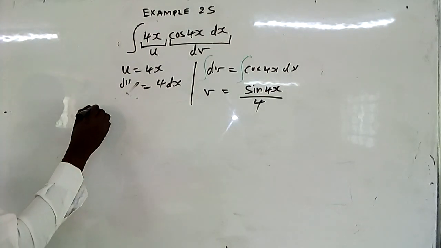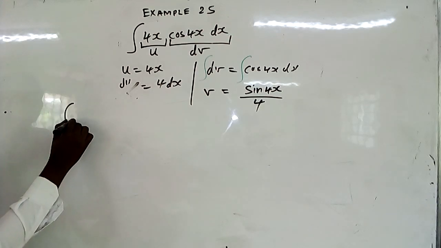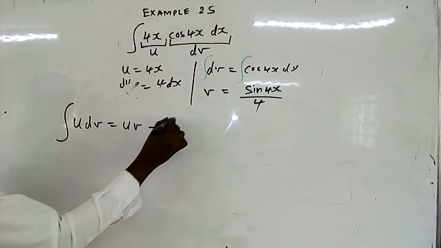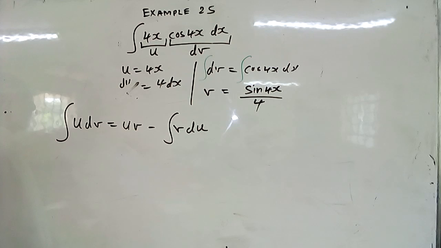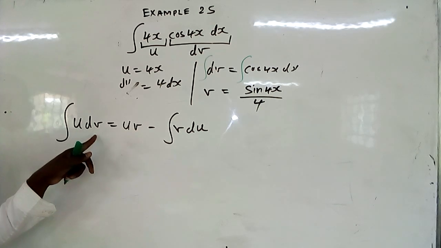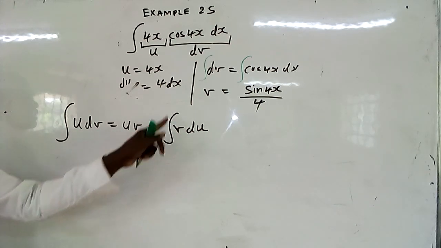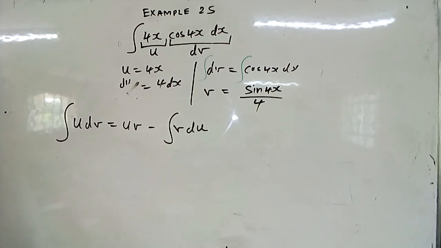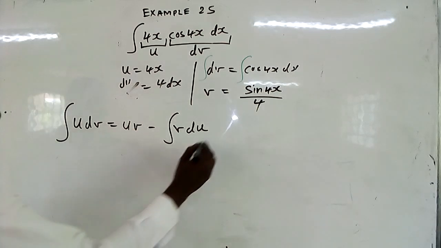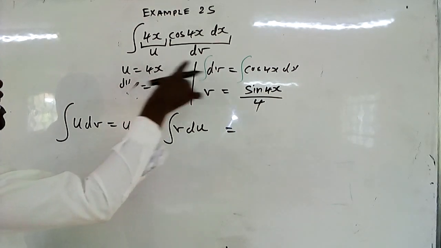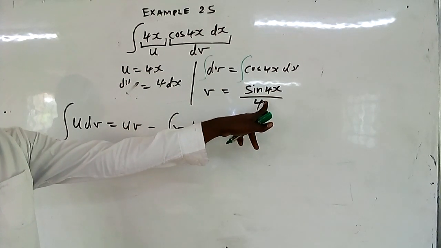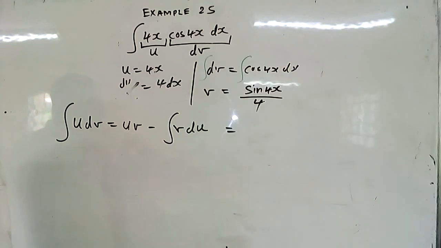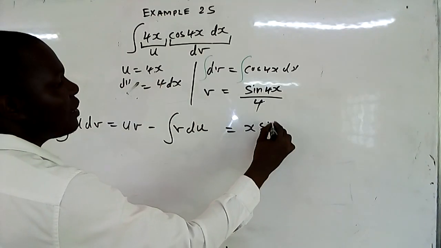So what should be your answer? You know that when you are integrating u dv, you are supposed to get uv minus the integral of v du. Are we together? So can you now start substituting? This one is equals to u times v. U is 4x times v, sine 4x divided by 4. See, 4x times this, 4 will cancel with 4, so you remain with x sine 4x.